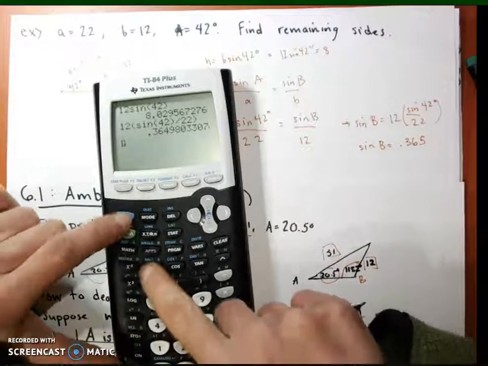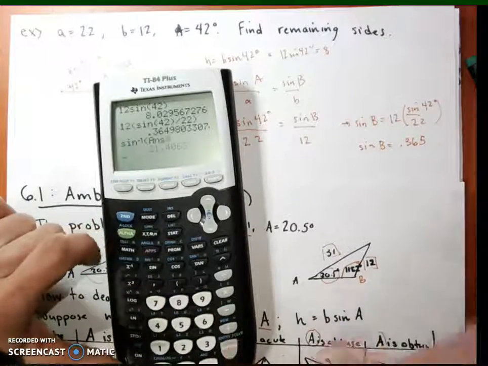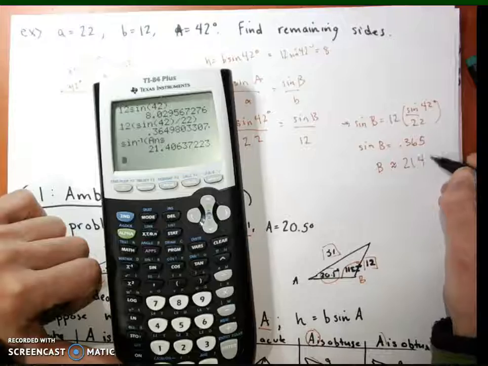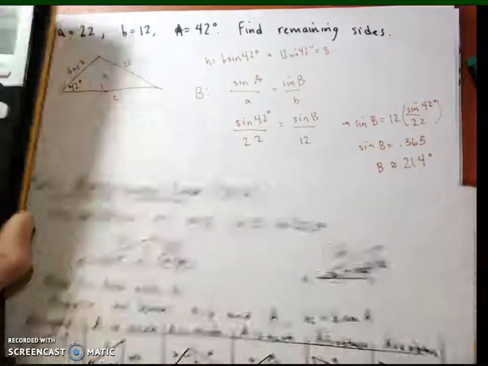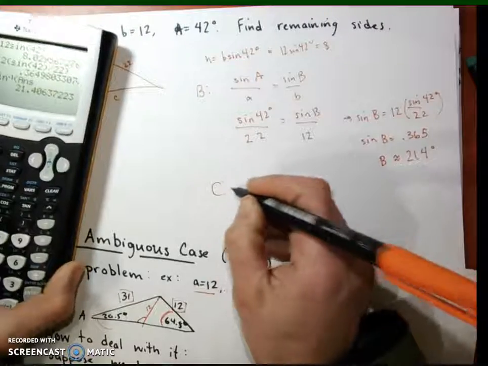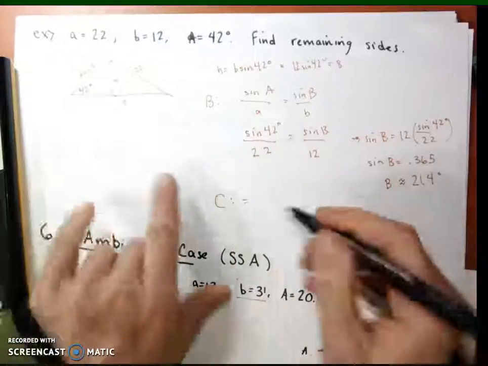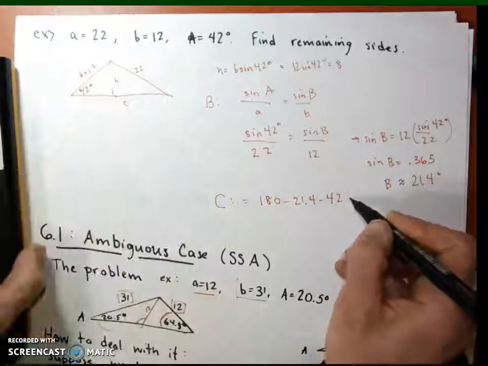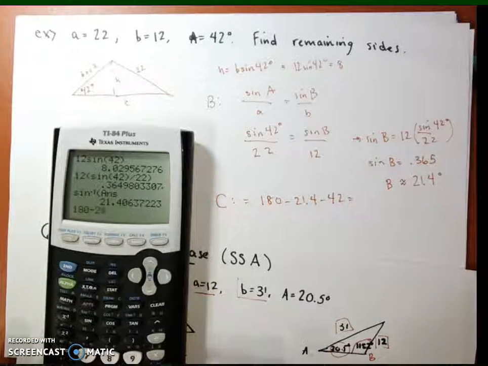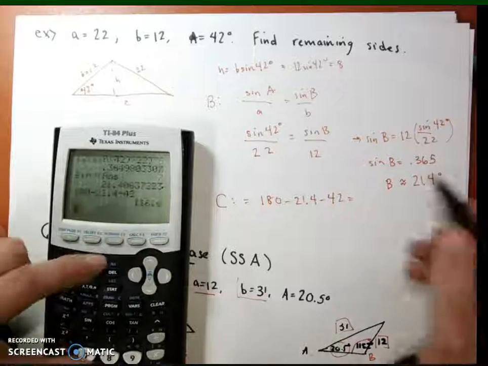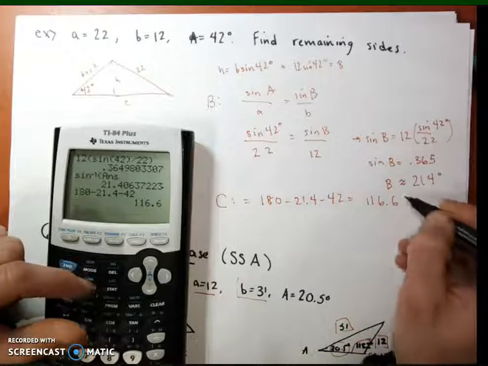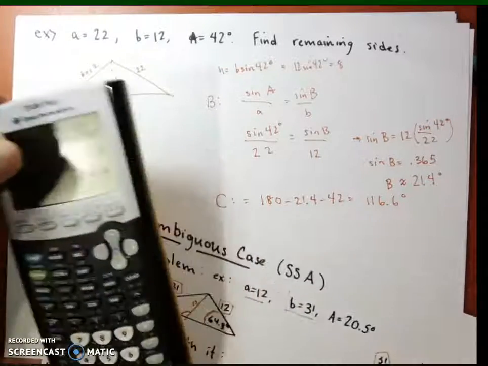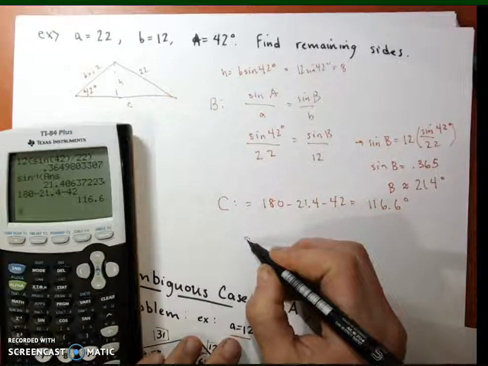And if I take sine inverse of that, that will tell me what B is. So I get that B is approximately 21.4 degrees. From this, I can also figure out that angle C is going to be 180 minus 21.4 minus 42. So that gives me 116.6 degrees.